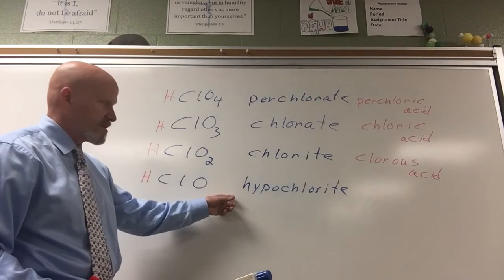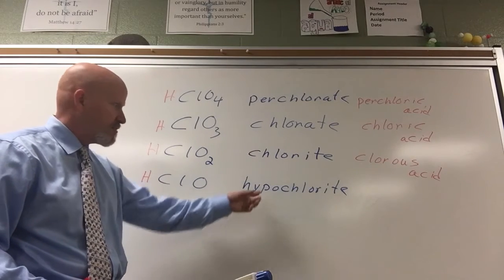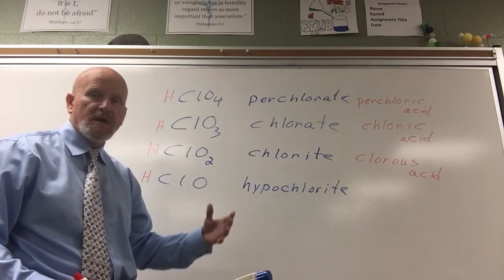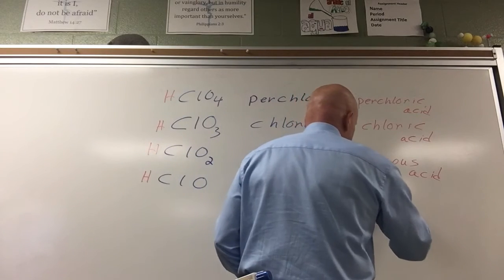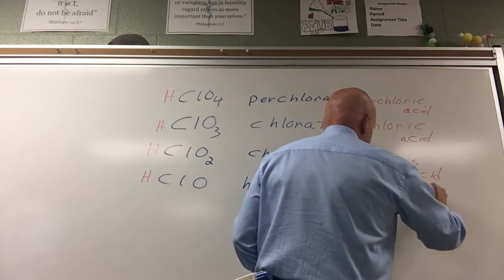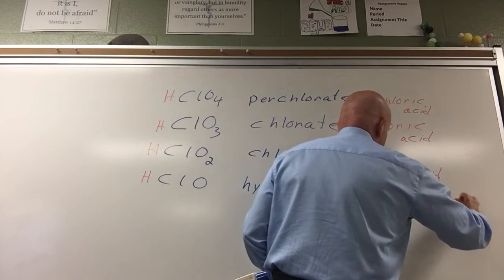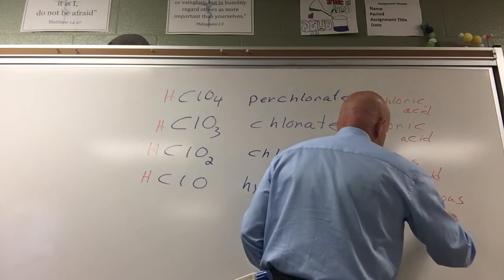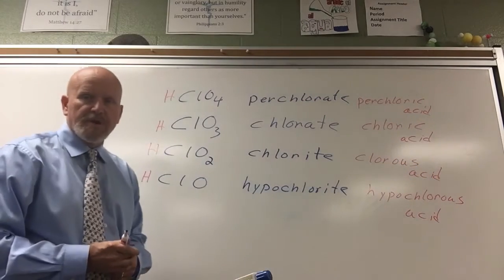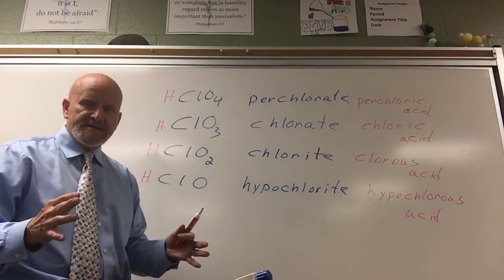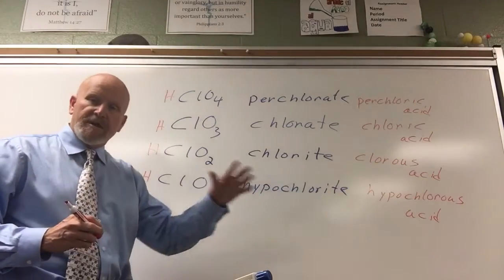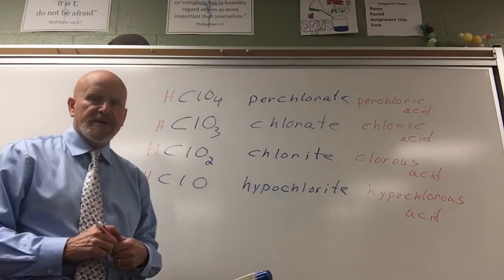What if we're attaching it to this one right here? We still have to have another name, but again, it's based on the polyatomic ion, so we'll call it hypochlorous acid. So that's what we do when we're naming stuff in terms of acids that are made by attaching hydrogens to the polyatomic ion.